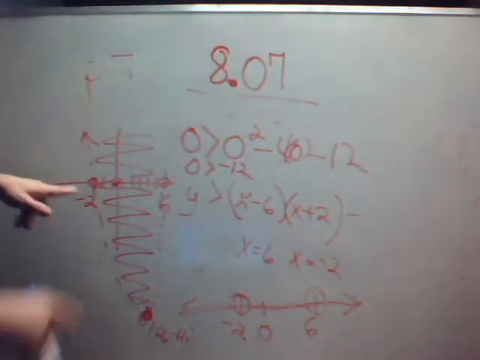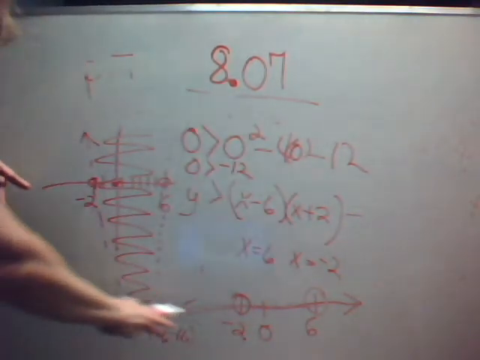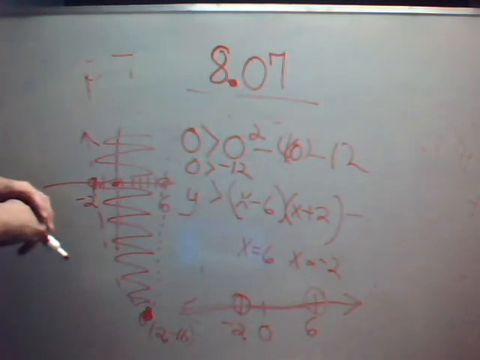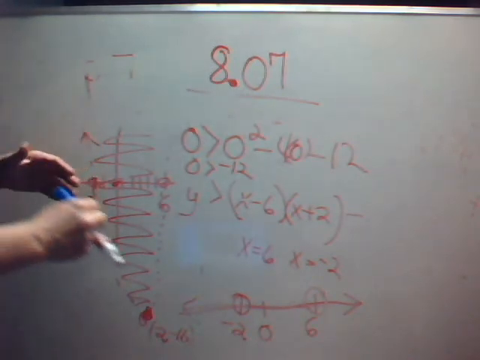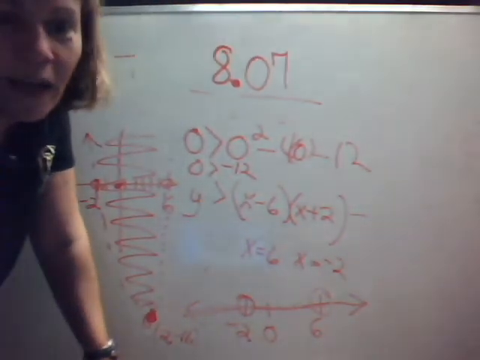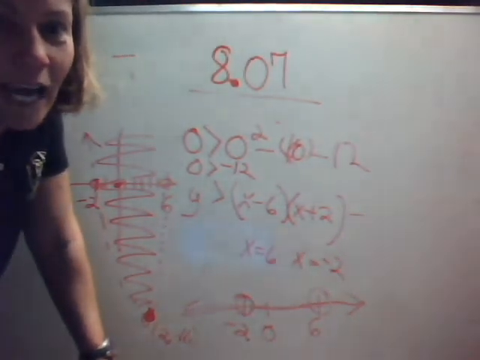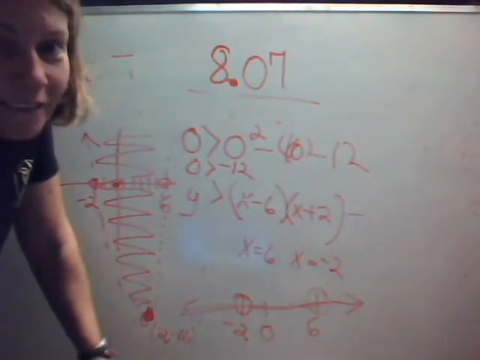Okay? Now, had I tested a point out here, and it worked, then I would have shaded the outside of the region. So that's how you can test your regions. Which region am I shading between, or am I shading outside? So, that is a quick lesson on how to graph a quadratic inequality.